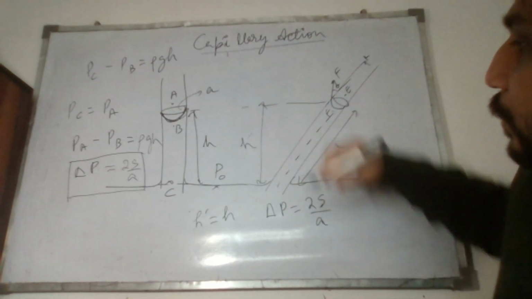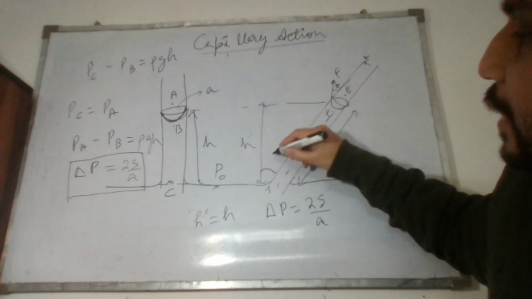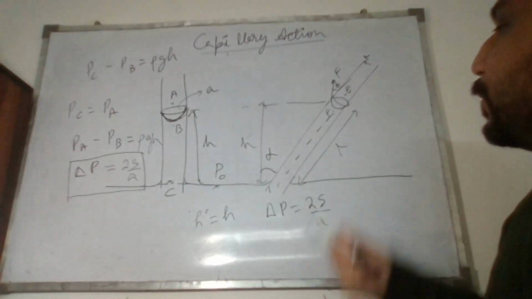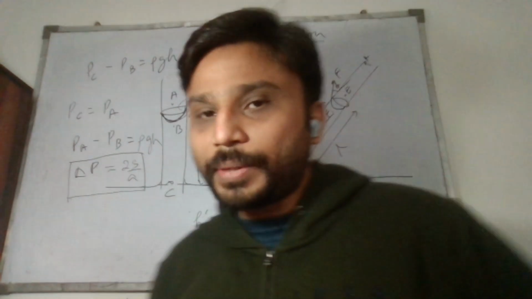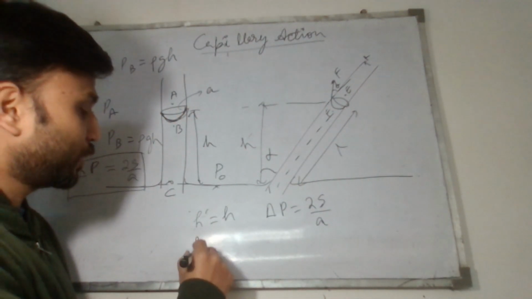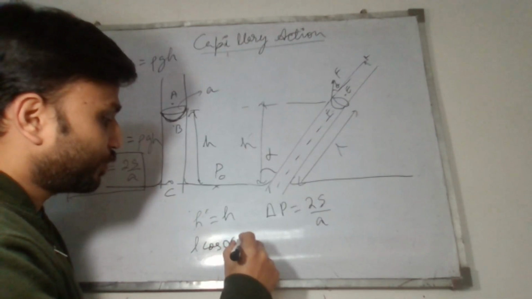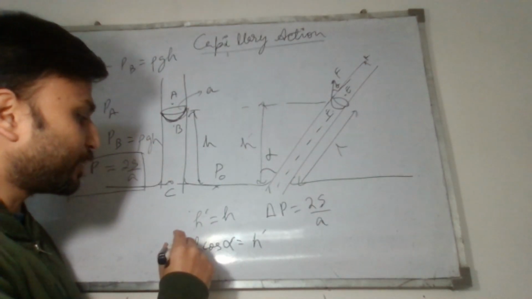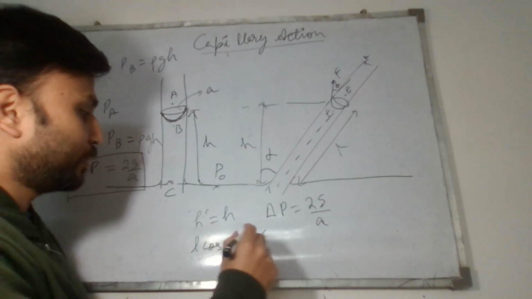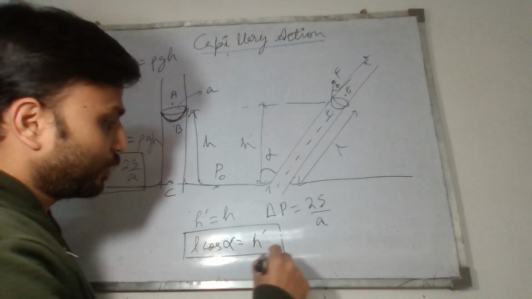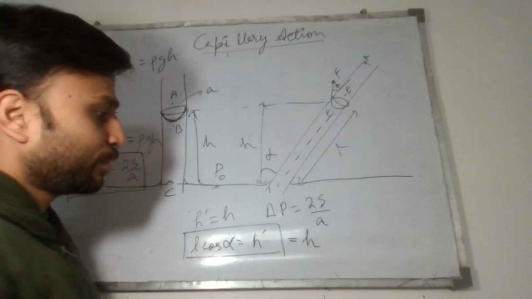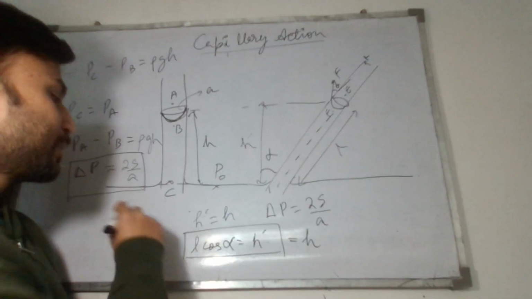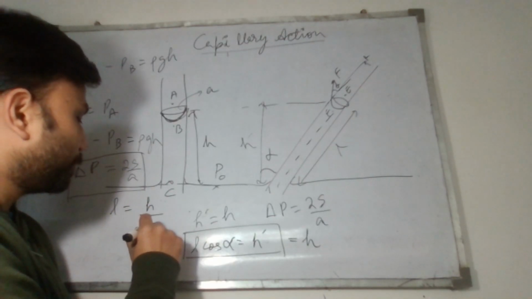So if, let's say, we have tilted the capillary by some angle alpha, we'll say L cos alpha is equal to H dash, right? So this is basically our final result. And H dash is equal to H. So we can find what is L. The L will be H by cos alpha.